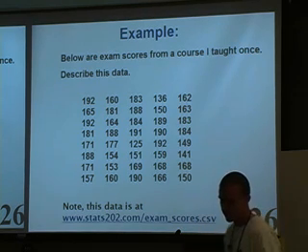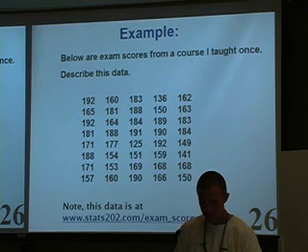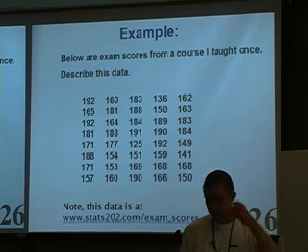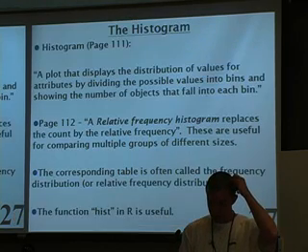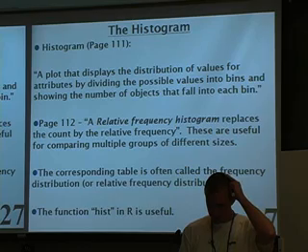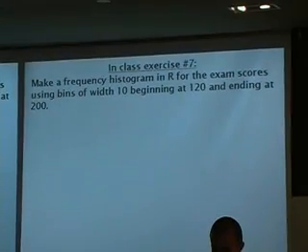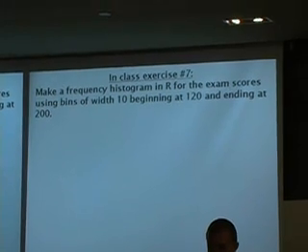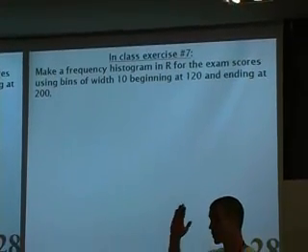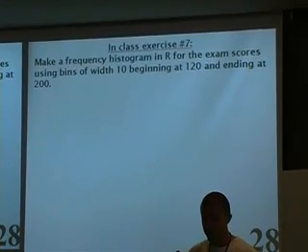So the histogram is fine for large data sets. It might take you a while to compute, but it's a good way to summarize it. Let's look at this hist function in R. I said make a frequency histogram in R for the exam scores using bins of width 10 beginning at 120 ending at 200. So we'll go 120, 130, 140, etc. Like that. So here's what you do.